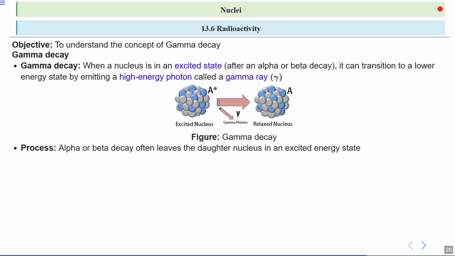Now let's look at the process in more detail. After an alpha or beta decay, the daughter nucleus is often left in an excited energy state. This means it has more energy than it needs to be stable. The nucleus will want to get rid of this extra energy, and that's where gamma decay comes in.